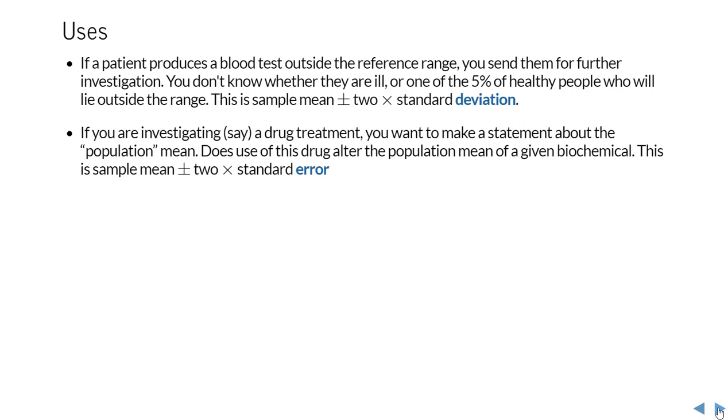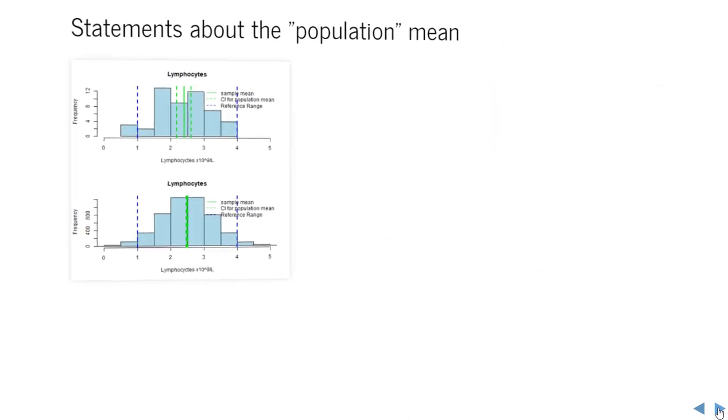On the other hand, if you're investigating a drug treatment, you want to make a statement about the population mean. Does the use of this drug alter the population mean of a given biomedical marker? So you're not interested in how much variability there is in everyday life. In fact, variability in everyday life has now become a real nuisance. What you want to do is to be able to say about the population mean, this magical dial that specifies what a typical value should be, has that been shifted by application of some kind of drug or other therapy? And for that, you use mean plus or minus 2 times the standard error.